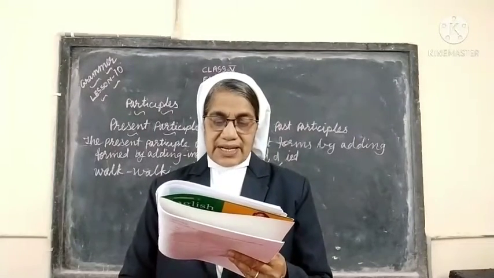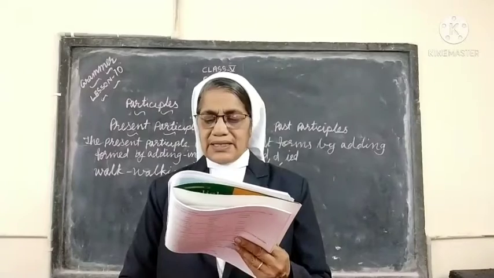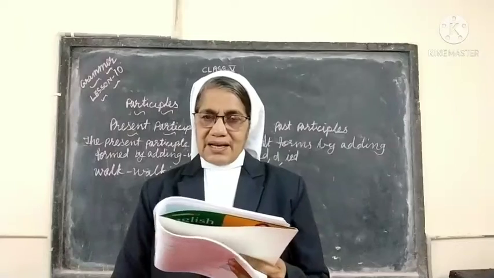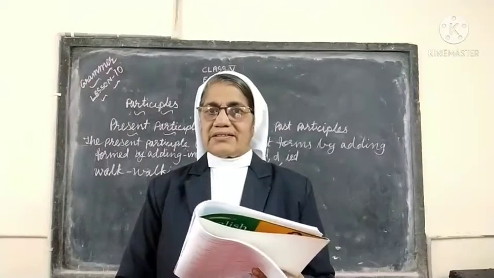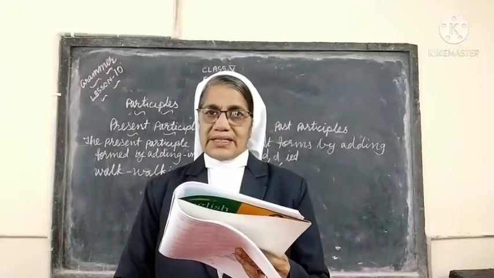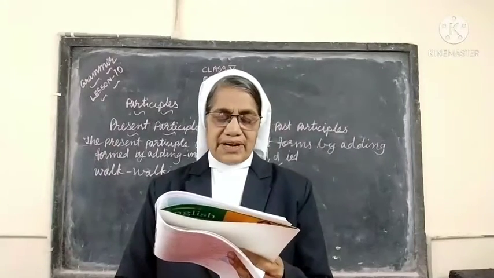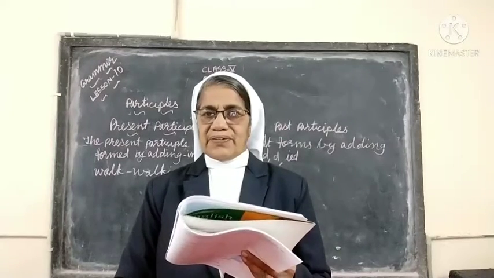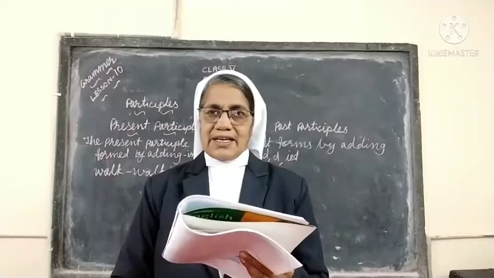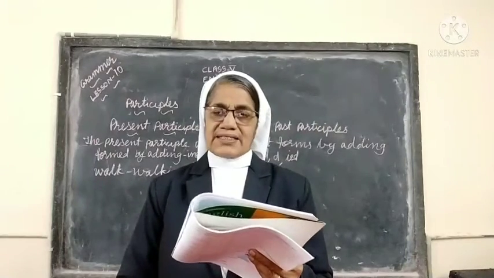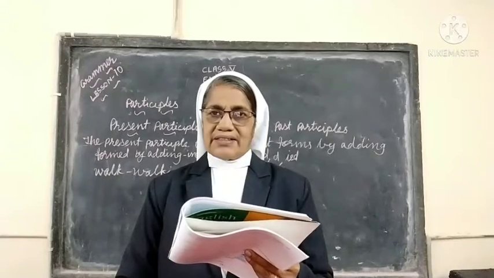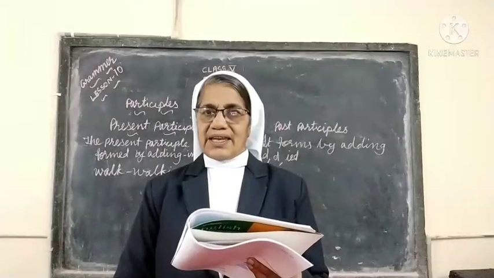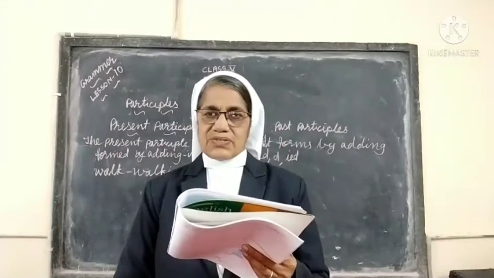Verbs ending in a consonant preceded by a vowel, double the consonant and add ing. See, run. It is preceded by U, the vowel. And the word is ending in N, that is a consonant. But before N, there is a vowel. If that is the case, the last letter will be doubled. N will be doubled. Means 2 N you should write. Run, running. R-U-N-N-I-N-G.